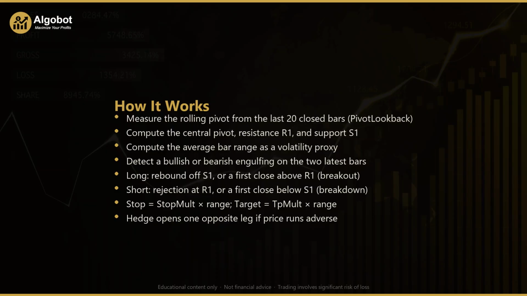Finally, there's the hedge. If an open trade moves against the position by the hedge trigger multiple times the average range, the strategy opens a single opposite side hedge, sized by the hedge volume multiple. From there, the individual stop and target levels on each leg resolve the cycle, and any leftover leg is then closed, so the next cycle always starts clean. The strategy considers a new entry only once per bar, and only while it is flat.